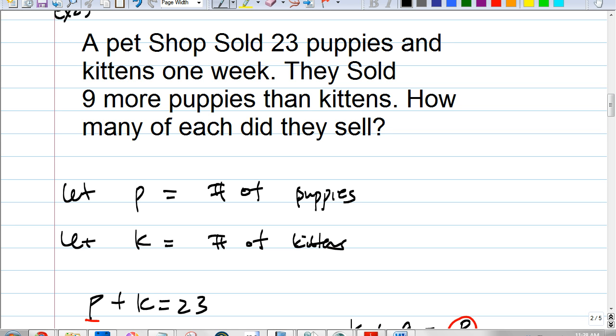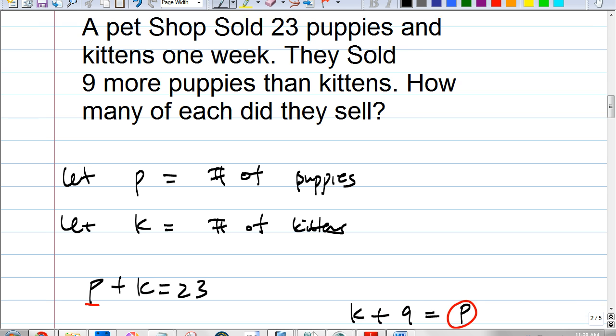They sold 9 more puppies than kittens. Just simplify. Just translate that into an equation using 2 variables. You don't have to just use one variable. So you said that they sold 9 more puppies than kittens, right? So they sold more puppies. So how many puppies did they sell? P is equal to? K plus 9. Yeah.